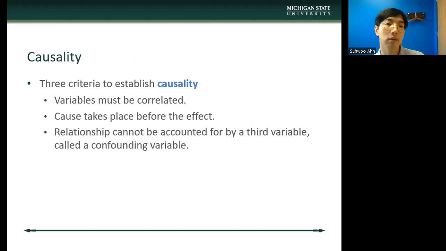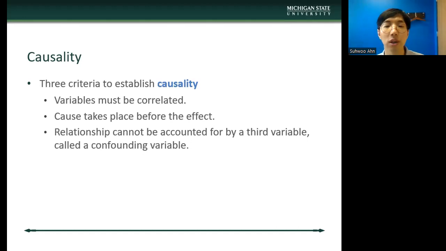Next, we can talk about how to establish causality. In the recitation and the lecture, we talked about three criteria to establish a causal relationship. First, variables must be correlated, which means that changes in one variable should be related or associated with changes in another variable. Second, the cause should take place or happen before the effect.